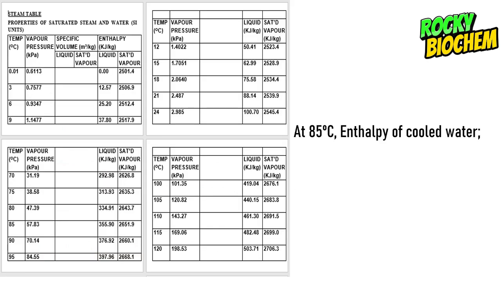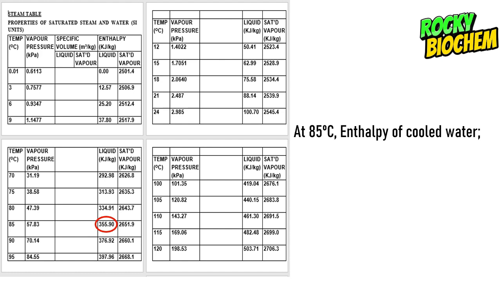The initial temperature was given to be 85 degrees Celsius. This is the temperature of the cooled water, like the enthalpy of the cooled water that entered the system. So we are going to use the 85 degrees Celsius to look for the corresponding enthalpy value. When you look at the steam table here, we can see from the 85 degrees Celsius column that we have 355.90 and then 2651.9 here.